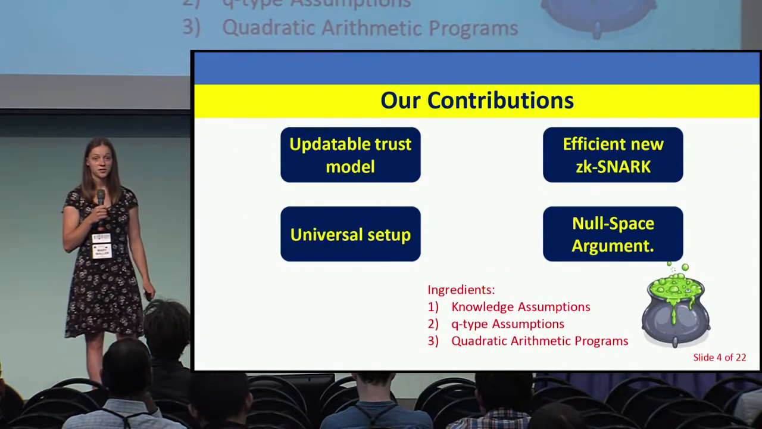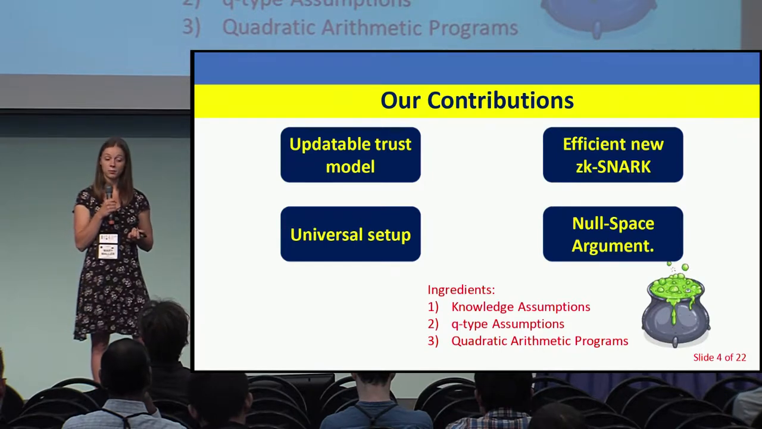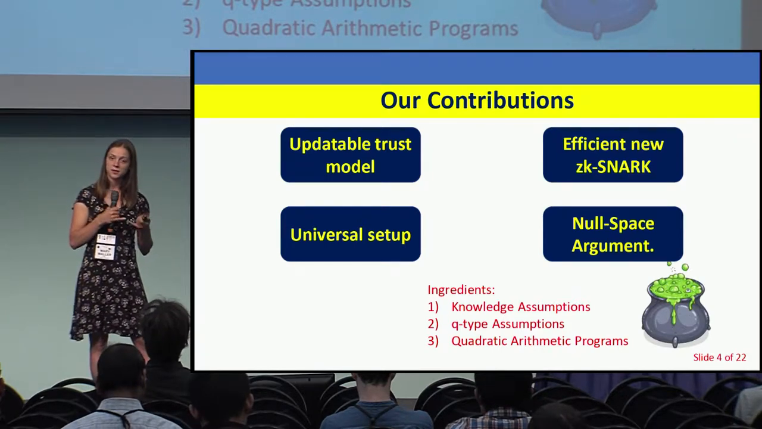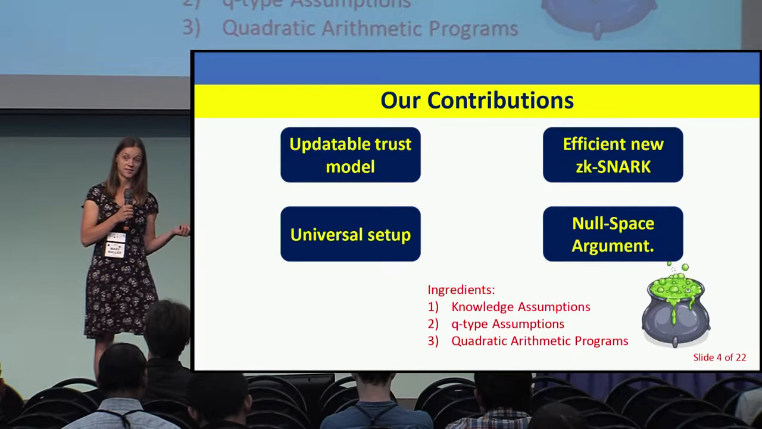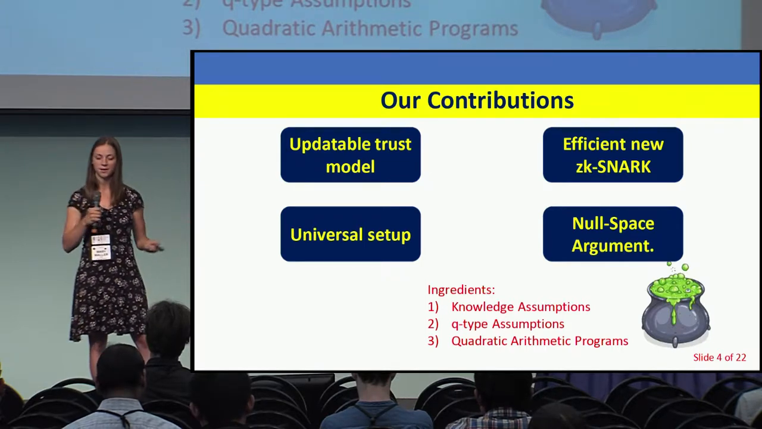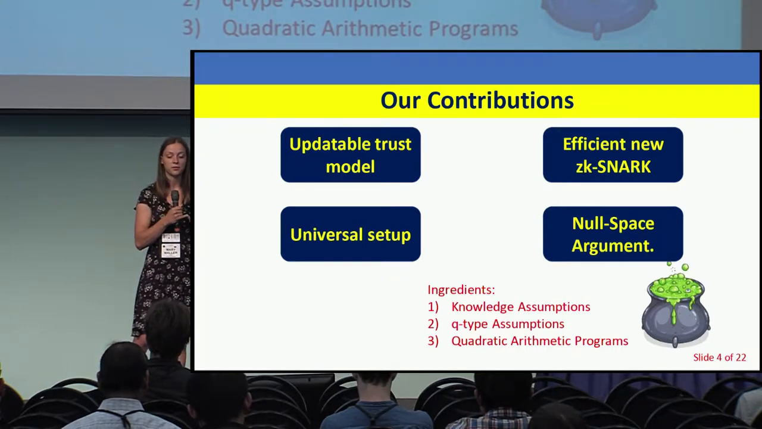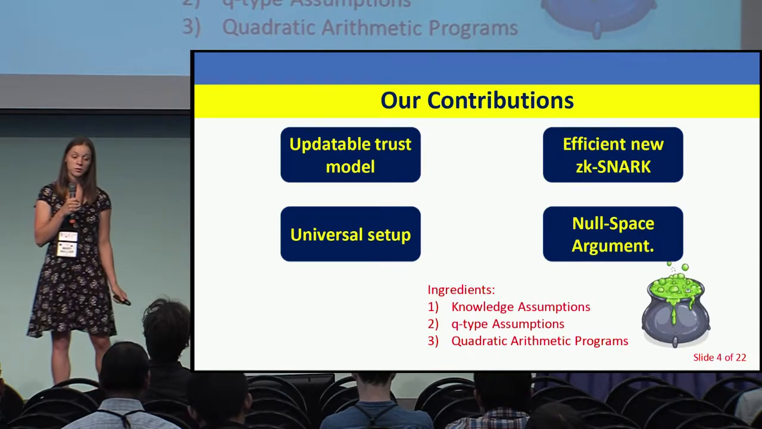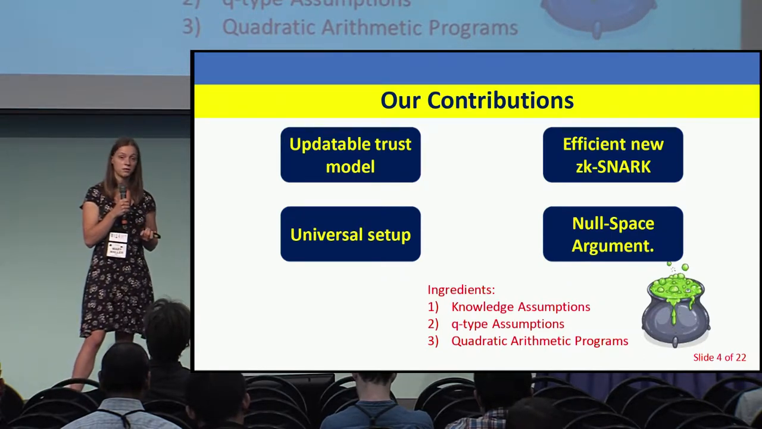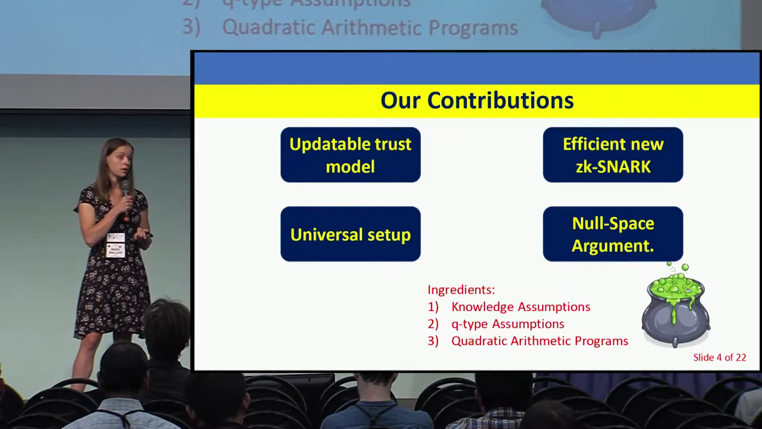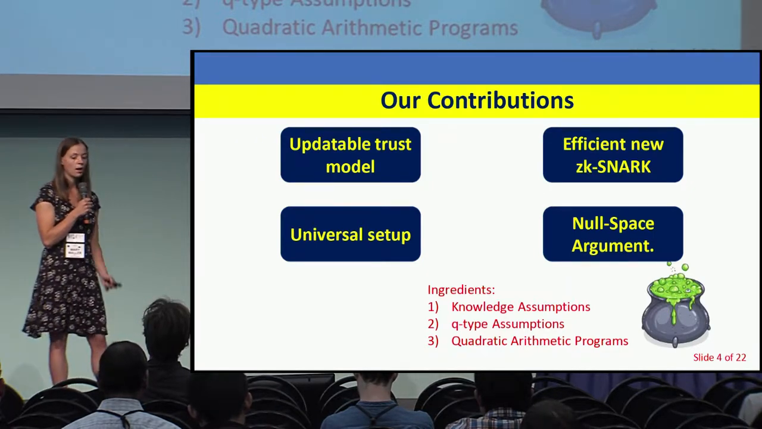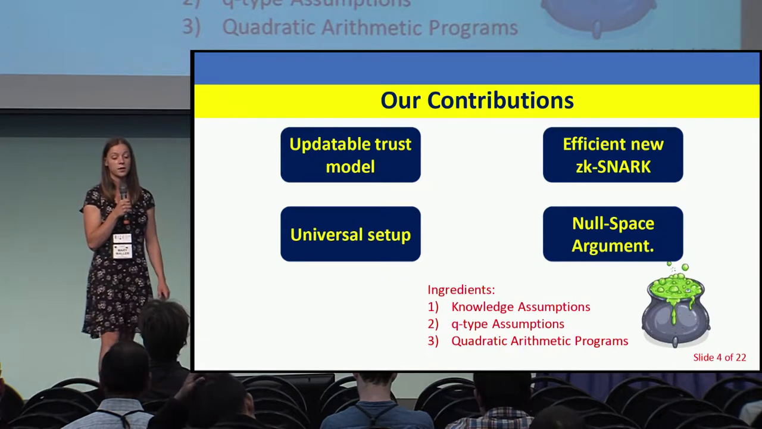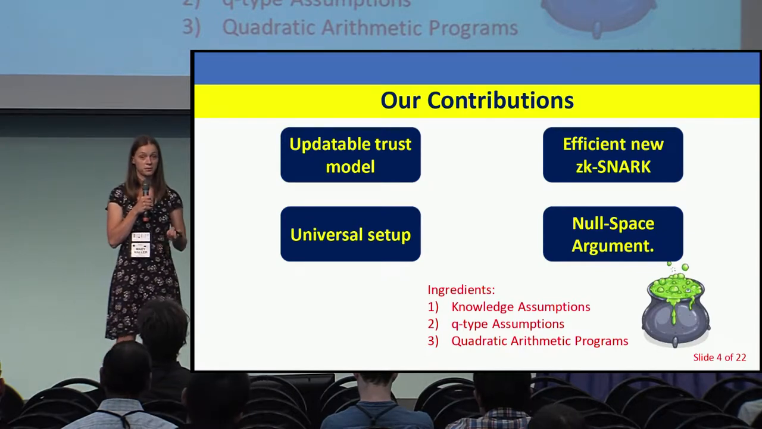So our contributions: we introduced the updatable trust model, which I would say is something of a compromise between trusted setup and untrusted setup. We show that it's very feasible by building an efficient new SNARK in it. We also, as a byproduct, achieve universality, and that might be an even bigger argument for using our scheme. And in order to build our SNARK, we introduce a new null space argument.